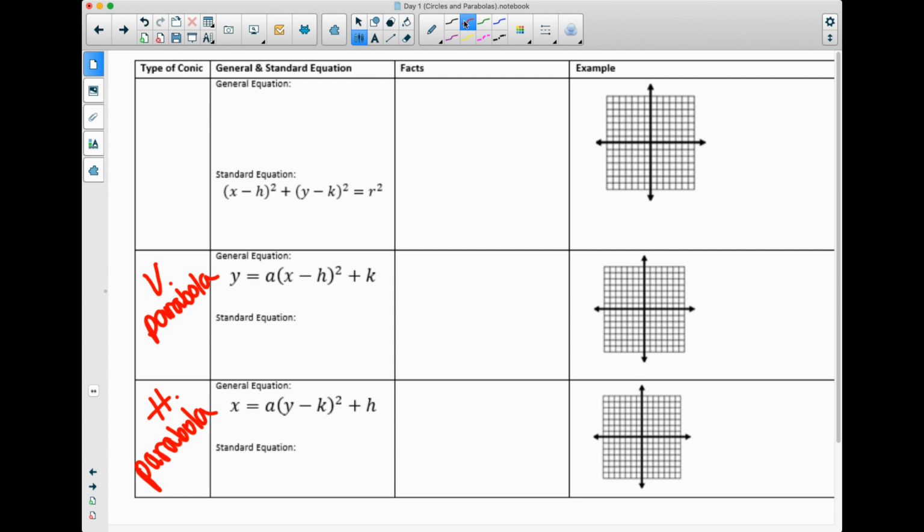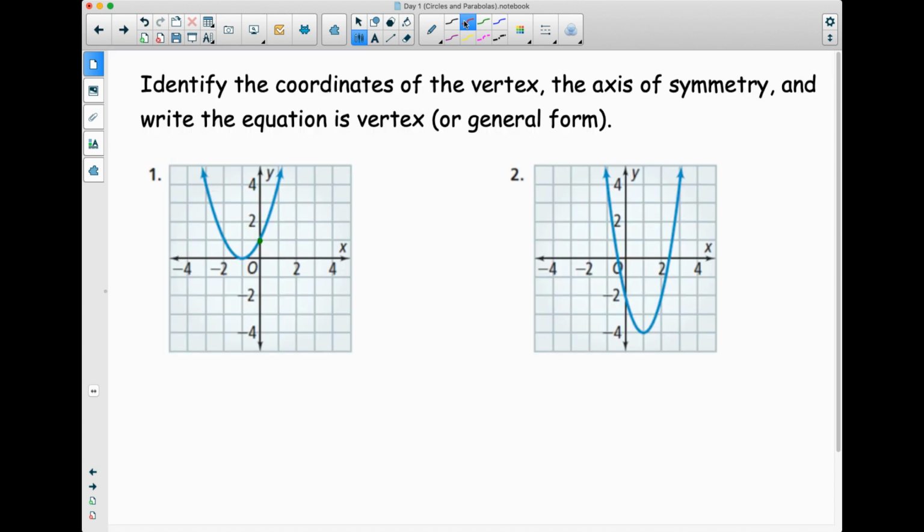Okay? So let's look at old school information. This is from Algebra 1. This is from Algebra 2. This is from the beginning of pre-cal. See if you can remember how to find the vertex, the axis of symmetry, and write an equation in vertex or general form. It's the one with the parentheses. Okay? So go ahead and give those a shot. Yeah, this is on your normal notes.